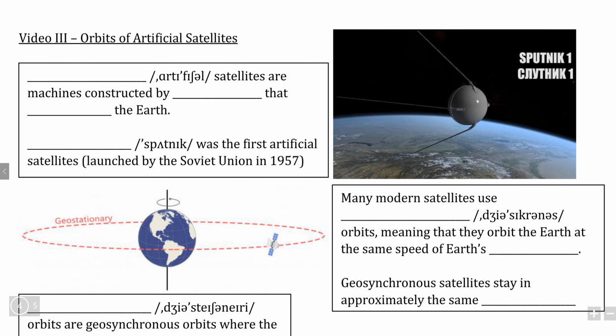In our final video in the series regarding motion of objects within the solar system, we're going to focus entirely on the motion of artificial satellites around and in the vicinity of Earth. So recall that a satellite is simply any object that has an orbit around the Earth, and an artificial satellite is a satellite that orbits the Earth that was constructed by humans.